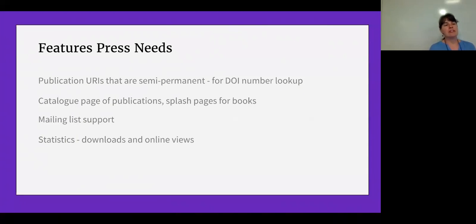So some of the features that we've needed as we're doing this are publication URIs that are semi-permanent. We don't want to be moving around the links to these books very much. And this is so that we can eventually use digital object identifiers, which is basically a unique and persistent string of characters that you apply to a journal article, a website, any intellectual property to help you identify it.